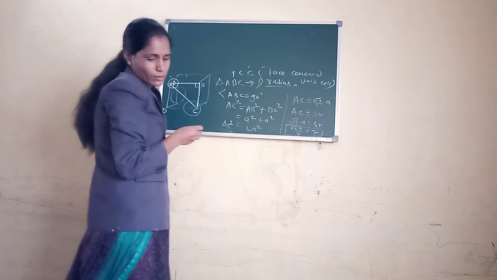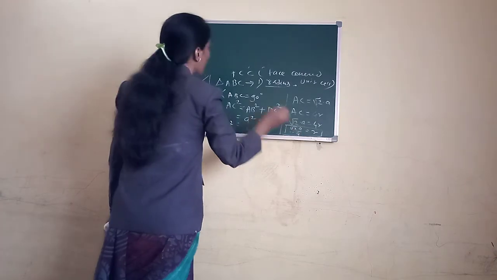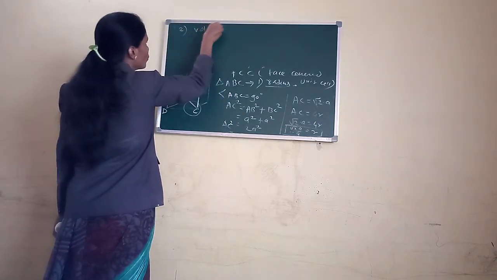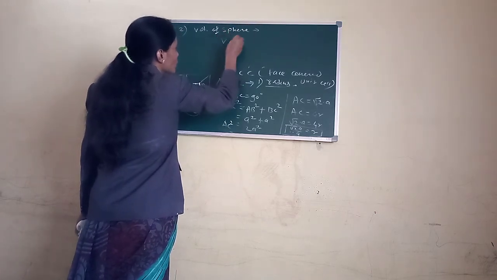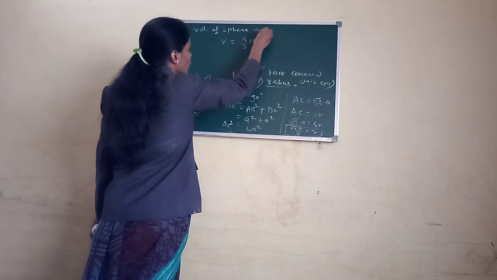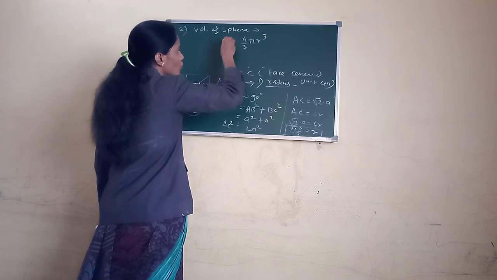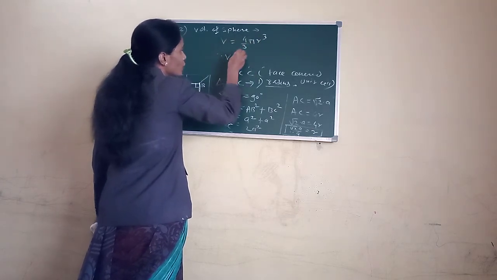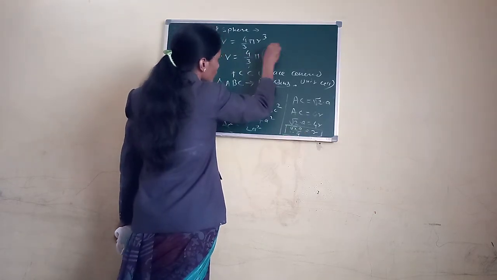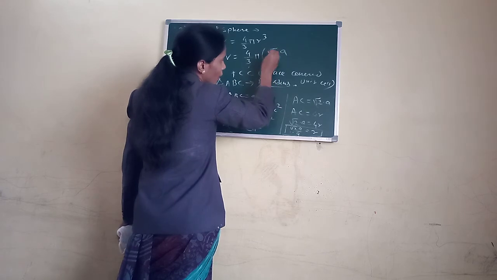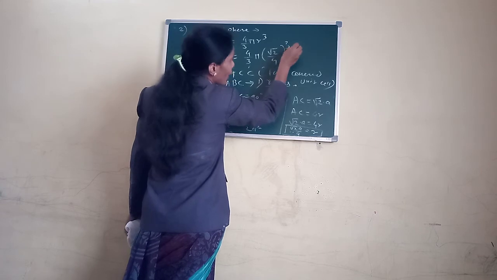This is the first step, the R value. The second step is the volume of a sphere. Volume of sphere V is equal to 4 by 3 pi R cube. Again, put the value of R in the equation of volume. Therefore V is equal to 4 by 3 pi into (root 2 A upon 4) cube.